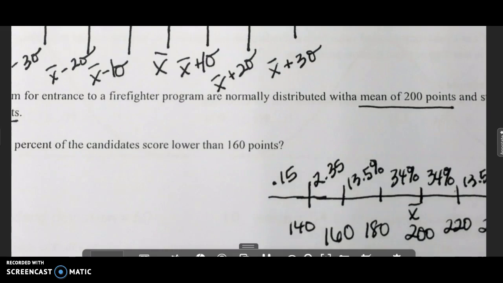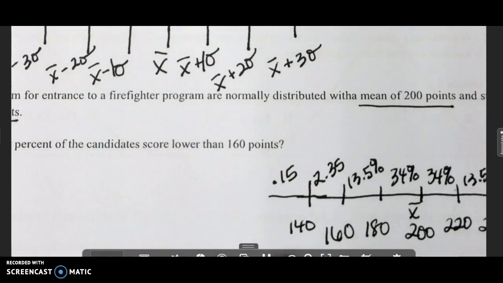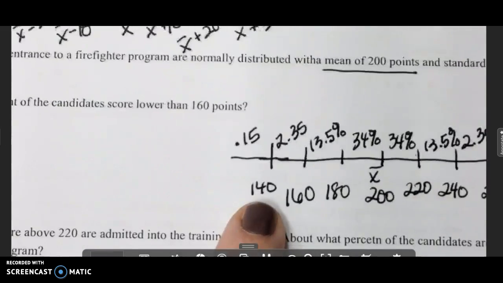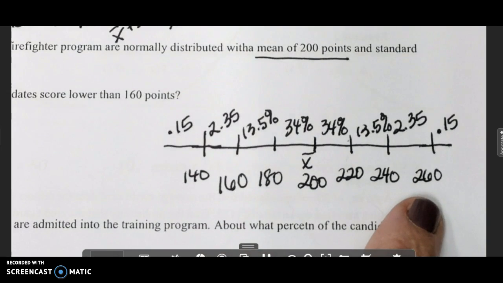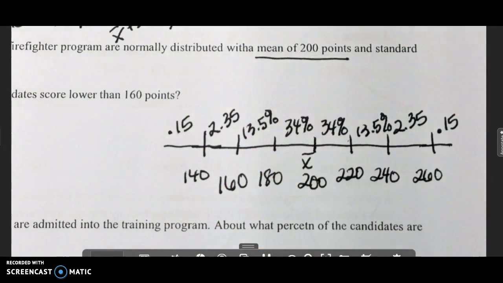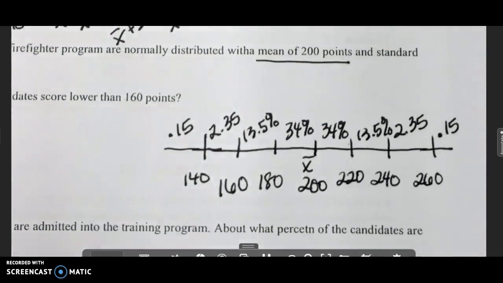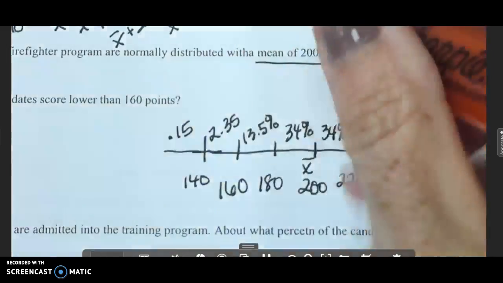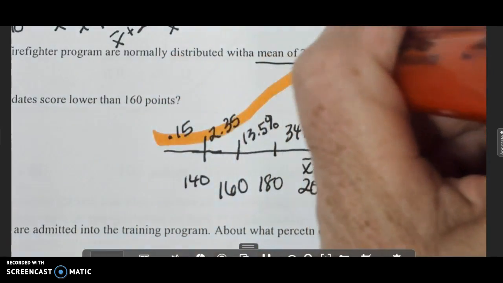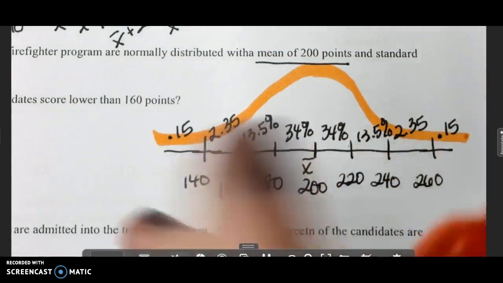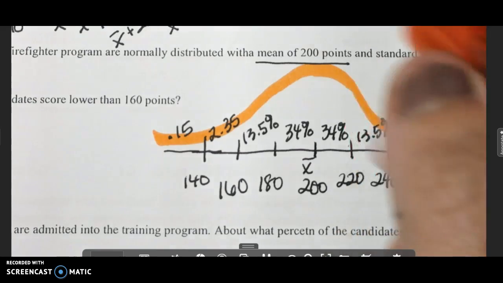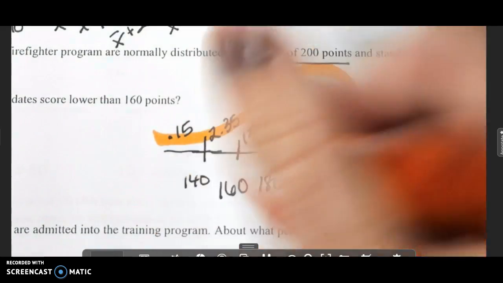What that means is, on average, the lowest score on that exam is going to be a 140, and the highest score would be a 260. But the bulk of them sit right in here. So if I were to draw that curve, it would look something like this. Hey, that was pretty good. Okay, and then your ranges would be in here.